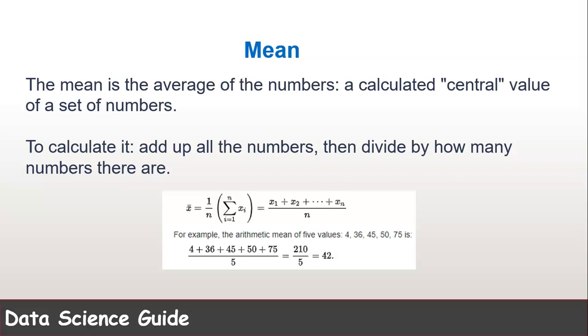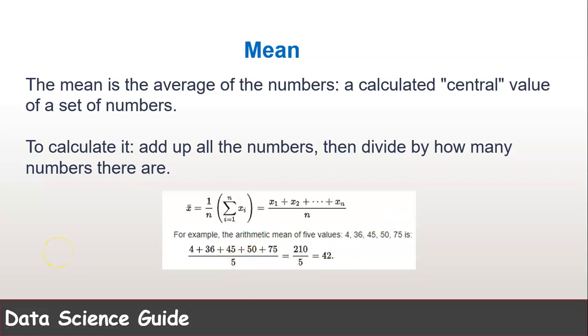And as you know, mean is the average of the numbers. It is a calculated central value of a set of numbers. And to calculate it, add up all the numbers, then divide them by how many numbers there are. So for example, if you have these numbers, you find the sum, divide by their number, which is 5, and you will get the mean.